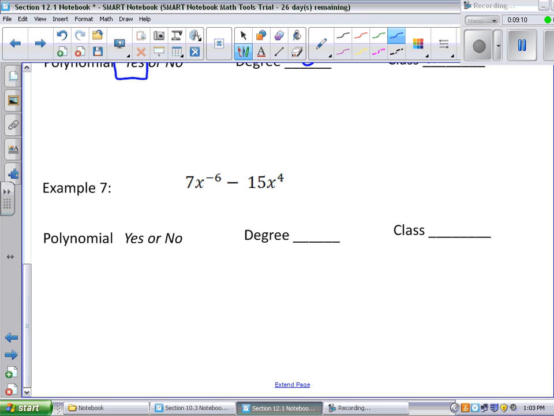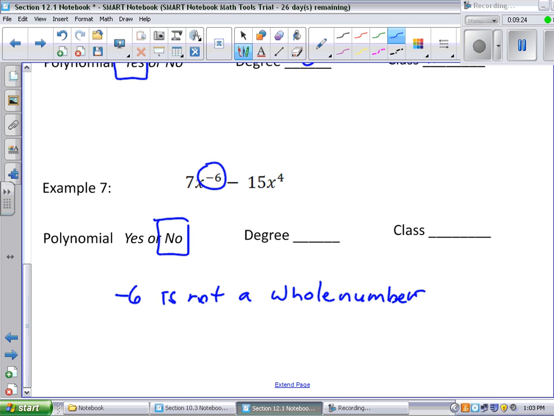Example 7, is this a polynomial? The answer would be no, and it's because -6 is not a whole number. All of the exponents must be whole numbers.